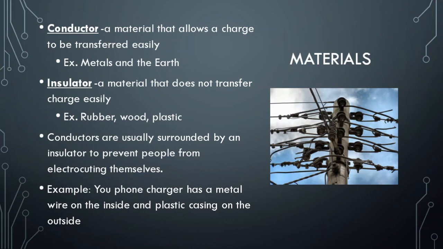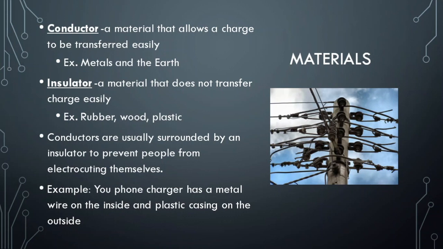Insulators around the house: the wires that you plug a lamp in, or a computer, or your cell phone. Inside that wire is a metal, usually copper, because that's a good conductor. It allows electrons to move easily, but then you wrap that conductor in plastic, and that keeps you from getting shocked when you handle the wire. So you have an insulator wrapped around the conductor. The conductor's on the inside, that's the metal, and the plastic or rubber on the outside is the insulator.